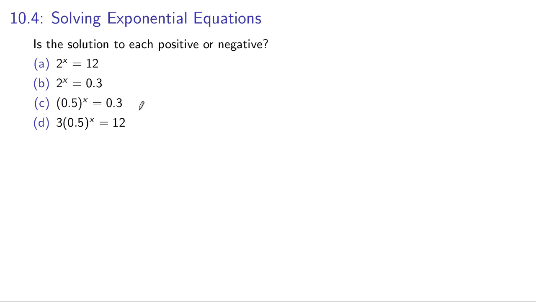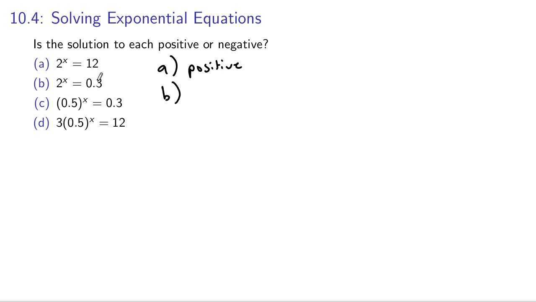And without solving an exponential equation, we can learn a lot about the solution just using some logic. So we can answer these questions. Is the solution x positive or negative? So here we have 2 to the x is 12, which represents growth. And we have a number that's bigger than the starting point. The 2 represents growth, so x must be positive. So this kind of logic can help us narrow down where to even start guessing.